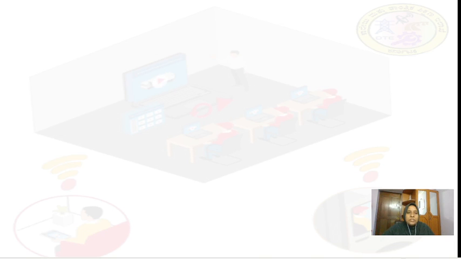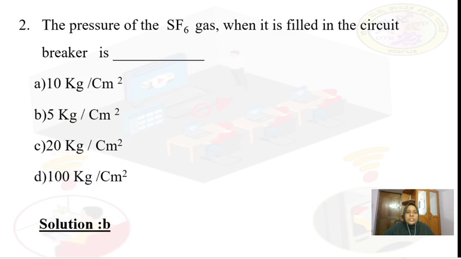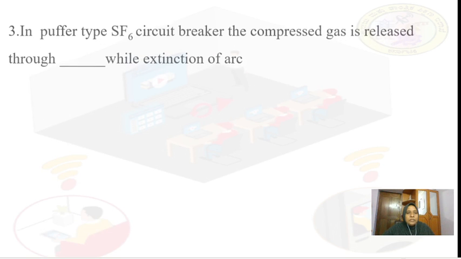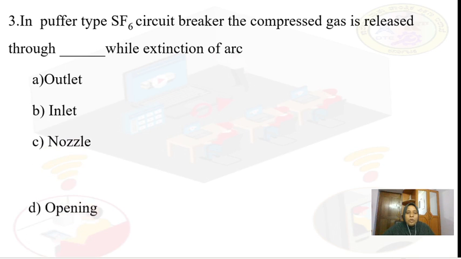Let us try to see the second one. The pressure of SF6 gas when it is filled in the circuit breaker is, option B, 5 kg per centimeter square. It is the value of the pressure of the SF6 gas when it is filled in the breaker. Coming to the third one. In puffer type SF6 circuit breaker, the compressed gas is released through the dash while extinction of arc. So whether it is through outlet, whether it is through inlet, whether it is through your nozzle or through your opening.